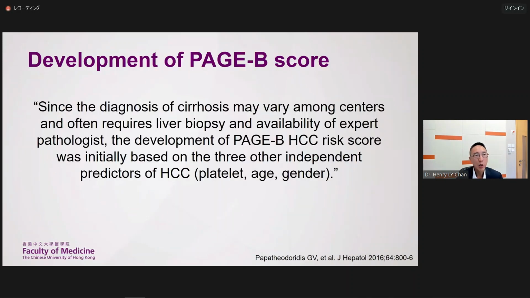And the investigators actually put it down very clearly in the PAGE-B score paper that since the diagnosis of cirrhosis may vary among centers and often requires liver biopsy and availability of expert pathologists, the development of PAGE-B HCC score was initially based on the 3 other independent predictors of HCC, i.e. platelet, age, and gender. So in fact, the investigators also acknowledge the importance of cirrhosis and also acknowledge that cirrhosis is very hard to diagnose, and therefore they deliberately took it out from the PAGE-B score. It doesn't mean that cirrhosis is unimportant.